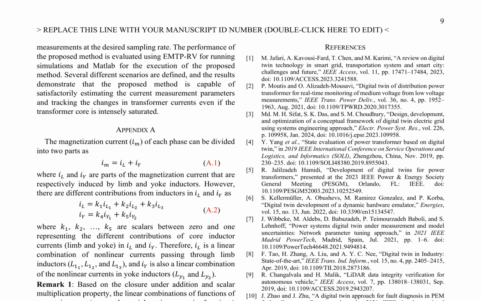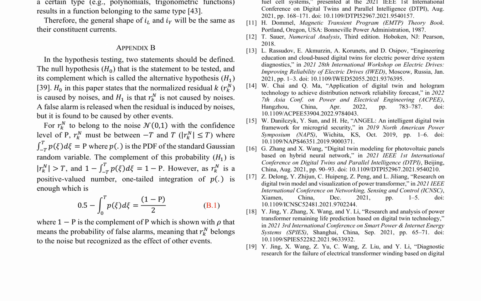The digital twin's ability to operate under intense core saturation is a significant advancement, as it allows for more accurate monitoring and prediction of transformer performance. The proposed method's technical underpinnings are rooted in a thorough understanding of magnetization currents, which are critical in power transformer operation. Hypothesis testing is also employed to ensure the validity of the digital twin's estimates.